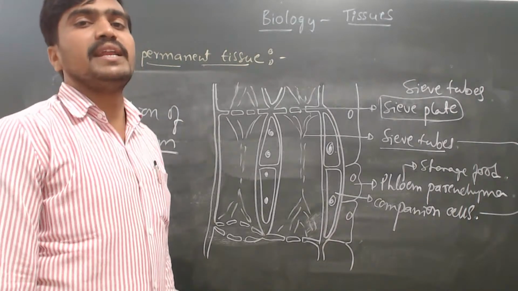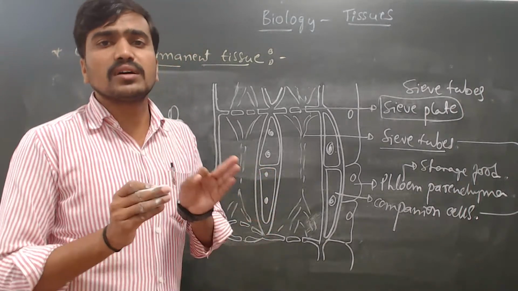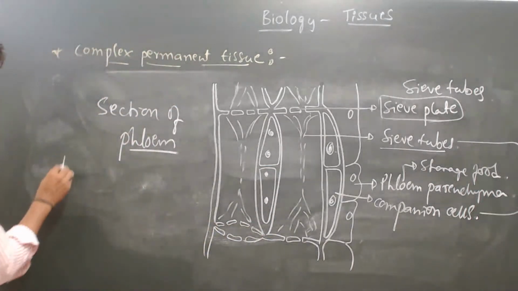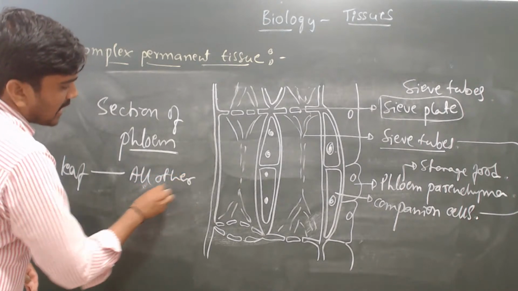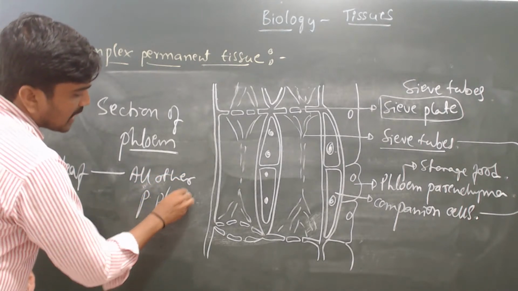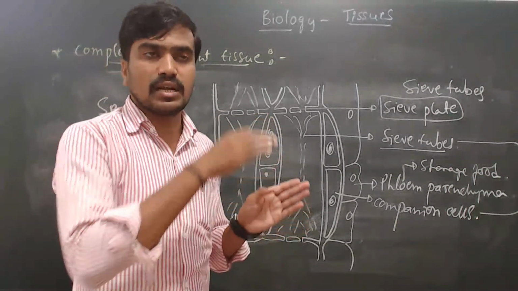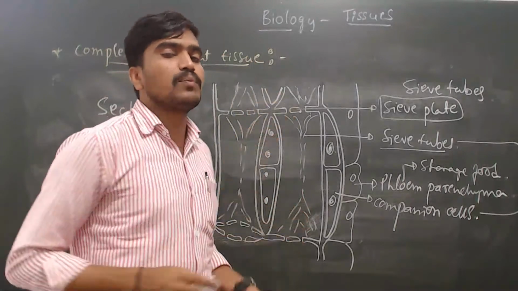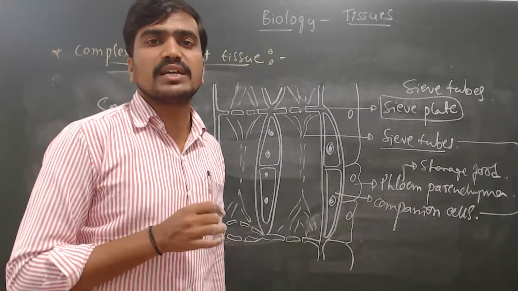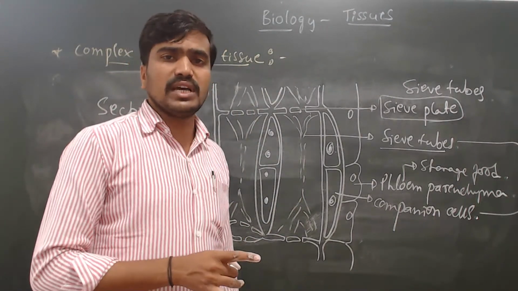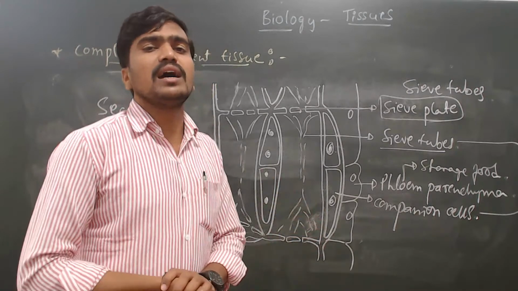Sieve tubes and companion cells both help to conduct the food, or product of photosynthesis, from where to where? From the leaf to all other parts of the plant. They transport the food in both directions, upwards to downwards and down to upward. That is known as bidirectional. Which process is it? Translocation. Translocation is the process in which the product of photosynthesis is transported from the leaf to all other parts.